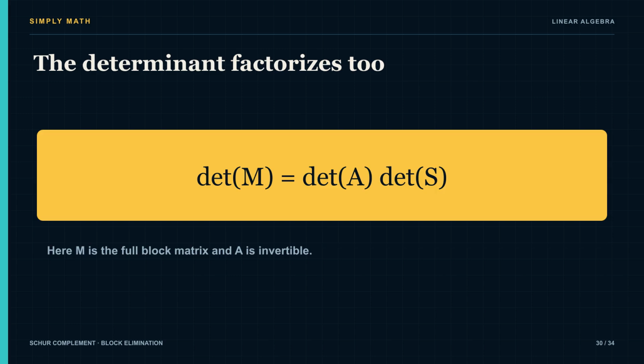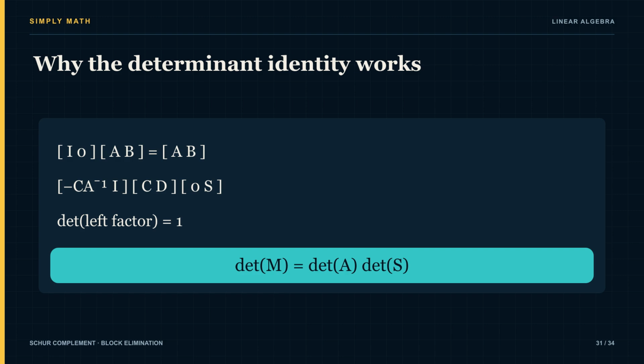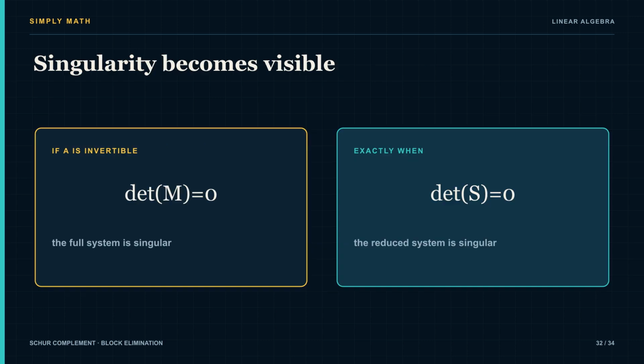The same elimination gives a useful determinant identity. The full determinant equals determinant A times determinant S. A unit lower triangular elimination matrix turns the full matrix into block upper triangular form without changing its determinant. When A is invertible, the full block matrix is singular exactly when its Schur complement is singular.